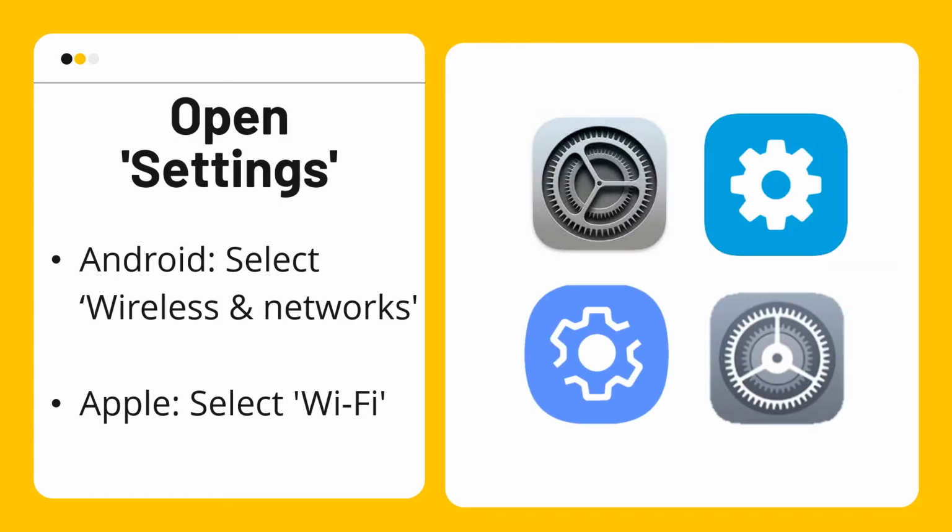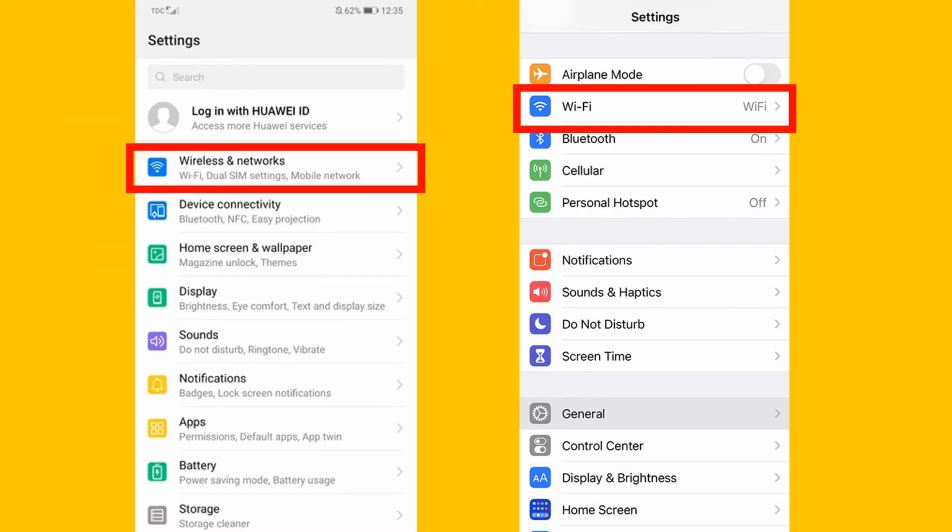To check you have an internet connection, open the Settings app on your phone. The icon for the Settings app may be one of the four displayed here. If you have an Android phone, click on Wireless and Networks. If you have an Apple iPhone, click on Wi-Fi.